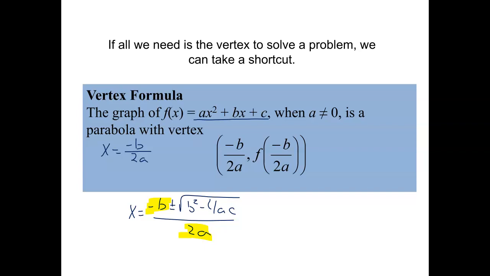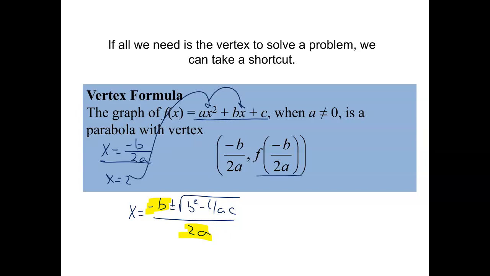So to find the x value, we do negative b over 2a. And whenever I have an x value, if I want to find a y value, what do I do with it? If I have an x value and I want to find the y value that goes with it, what do I do with it? Say I find my x value. My x value is, I don't know, 2. What do I do to find the y value that goes with 2?